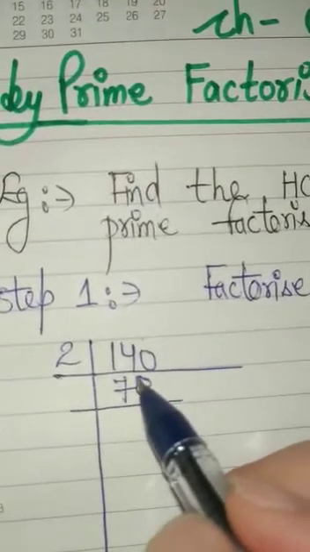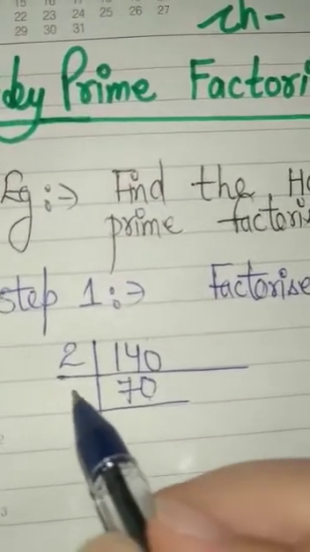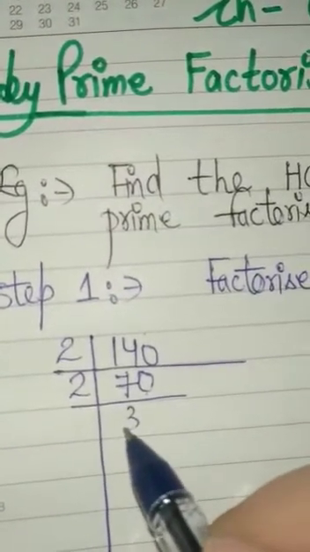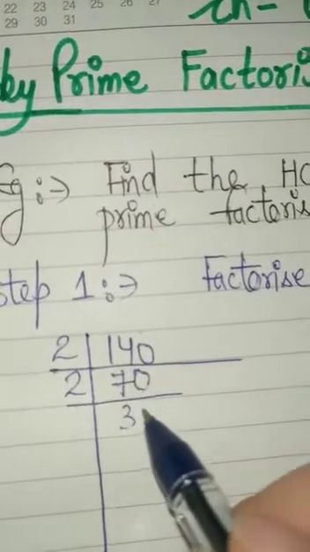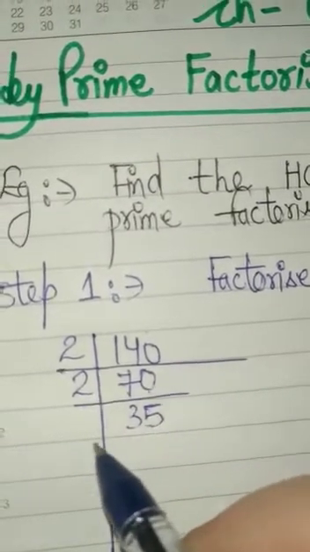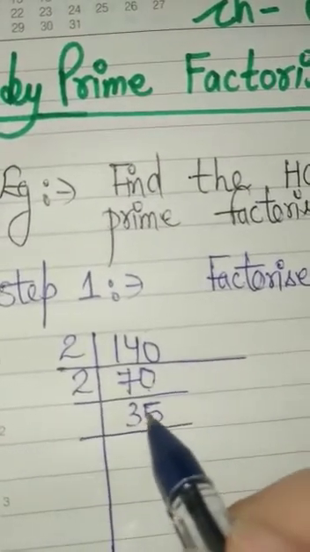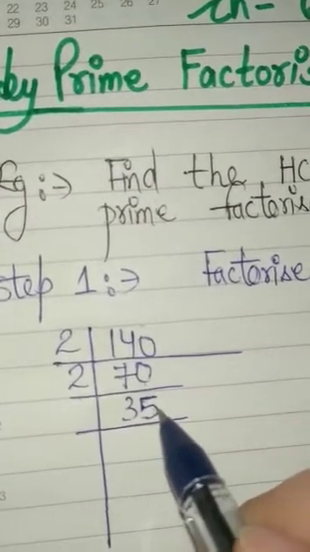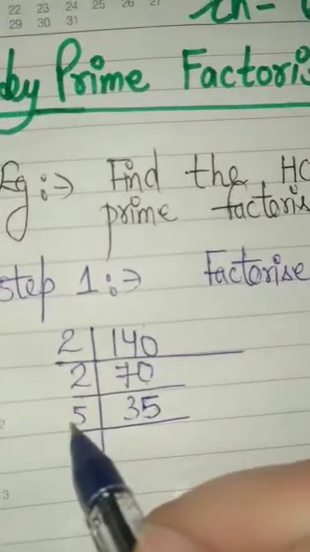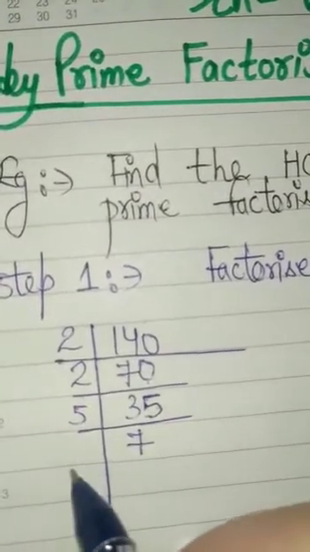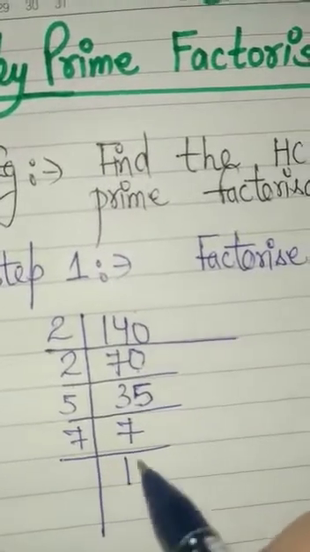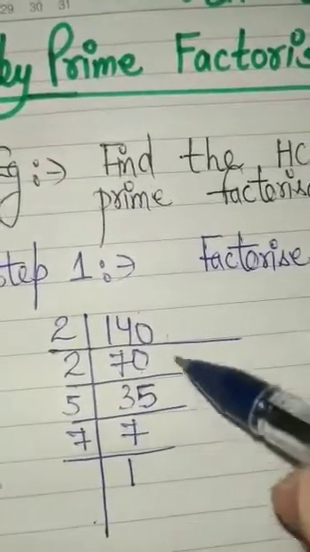Now this number is again divisible by 2. Now 2 you will write here. Now 2 3s are 6. Okay, then 2 5s are 10. Now this number, it has 5 in the end, so it is divisible by 5. So 5 7s are 35. Now 7 ones are 7. Okay, so these are the factors of 140.